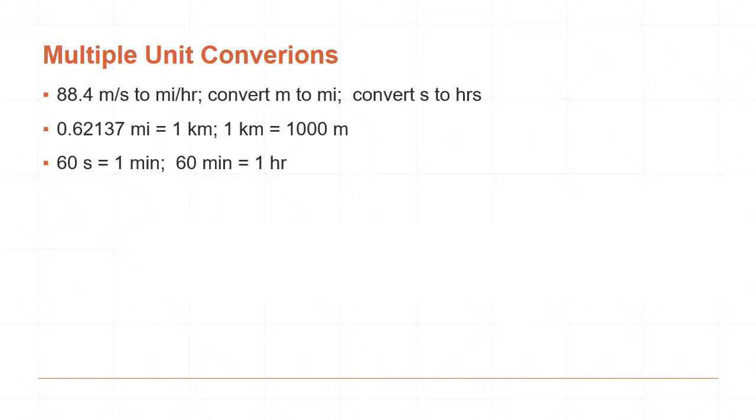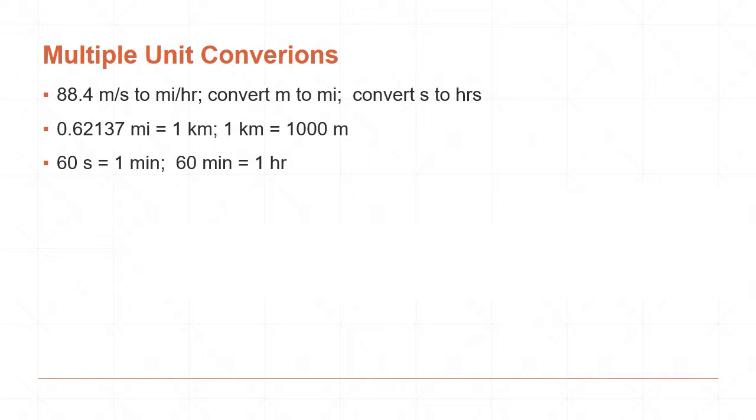Let's talk about another problem that comes up a number of times in chemistry. That's where you need to string together a number of conversion factors, not just one. An example would be converting 88.4 meters per second of velocity to miles per hour. Now there are several conversions that need to be done. I need to convert meters to miles, and I need to convert seconds to hours. All right, meters to miles, seconds to hours.